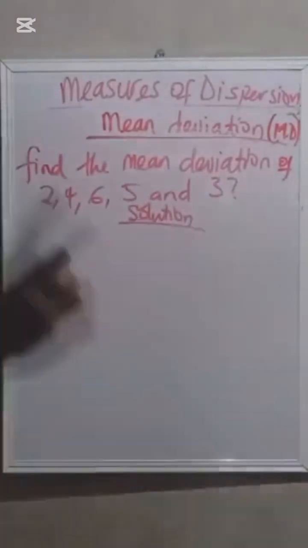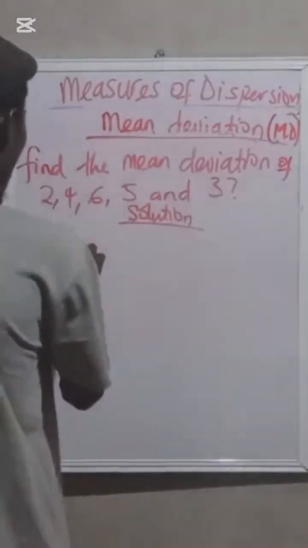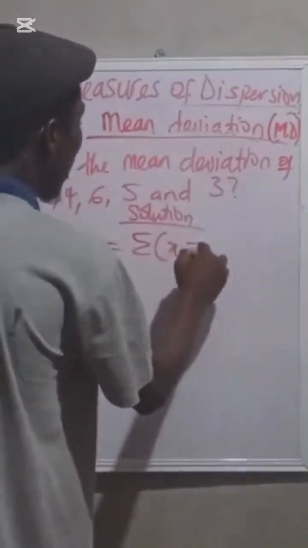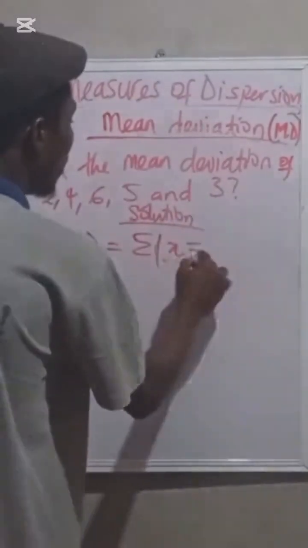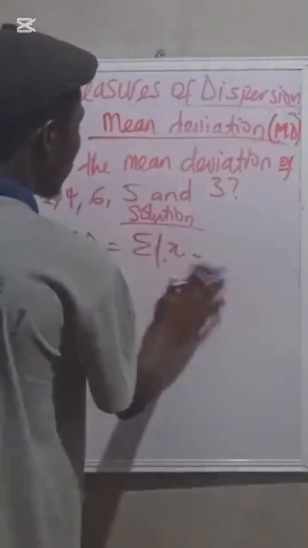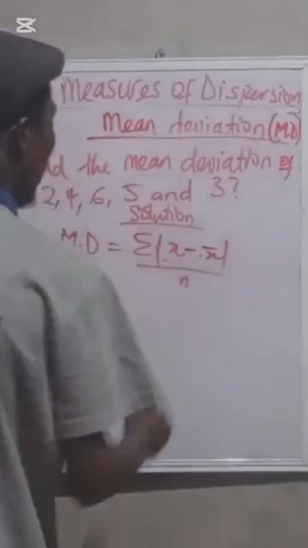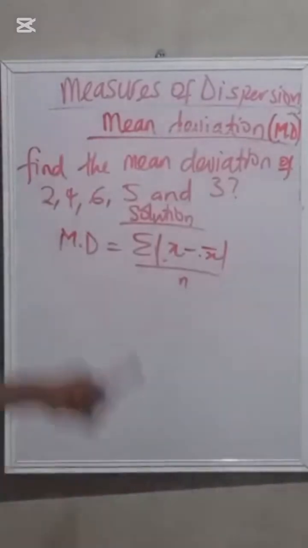According to the formula, the mean deviation equals the summation of the absolute value of x minus bar x, divided by n. This is what our formula says.